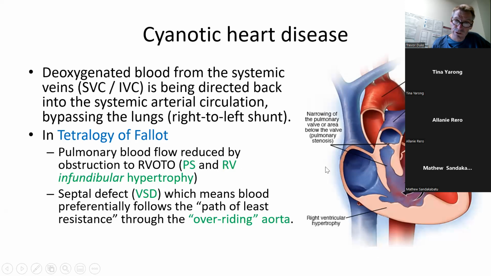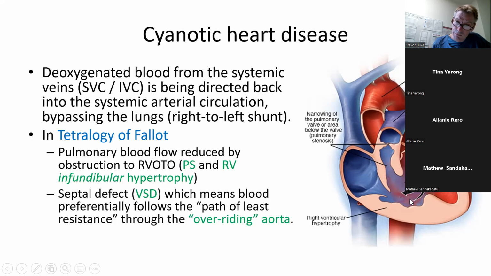In tetralogy of Fallot, this is I think a good diagram of what it looks like. Remember, tetralogy means 4 things. There's pulmonary stenosis, a narrowing of the pulmonary valve. This is the pulmonary valve here. And below the pulmonary valve is the pulmonary infundibulum, and all of that muscle is very thick. In fact, all of the right ventricle is very thick.